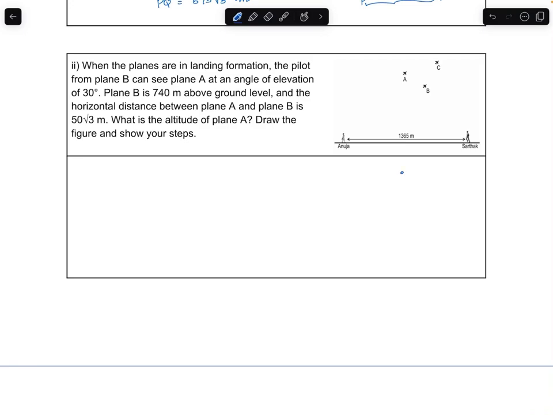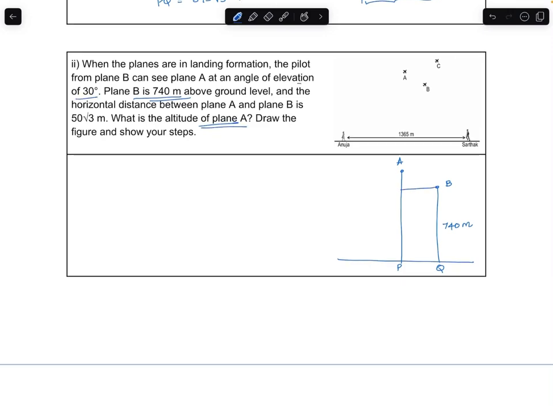Let's take down the position of A and B as it's given in the diagram. This is A and this is B. Plane B is 740 meters above the ground. Let's take this as ground level, and BQ is 740 meters. AP is the altitude of plane A. That's what we have to find out. At B, let's draw a line parallel to PQ, and the angle of elevation of plane A from B is 30°. The horizontal distance between plane A and B is 50 root 3. That is, BC is 50 root 3.